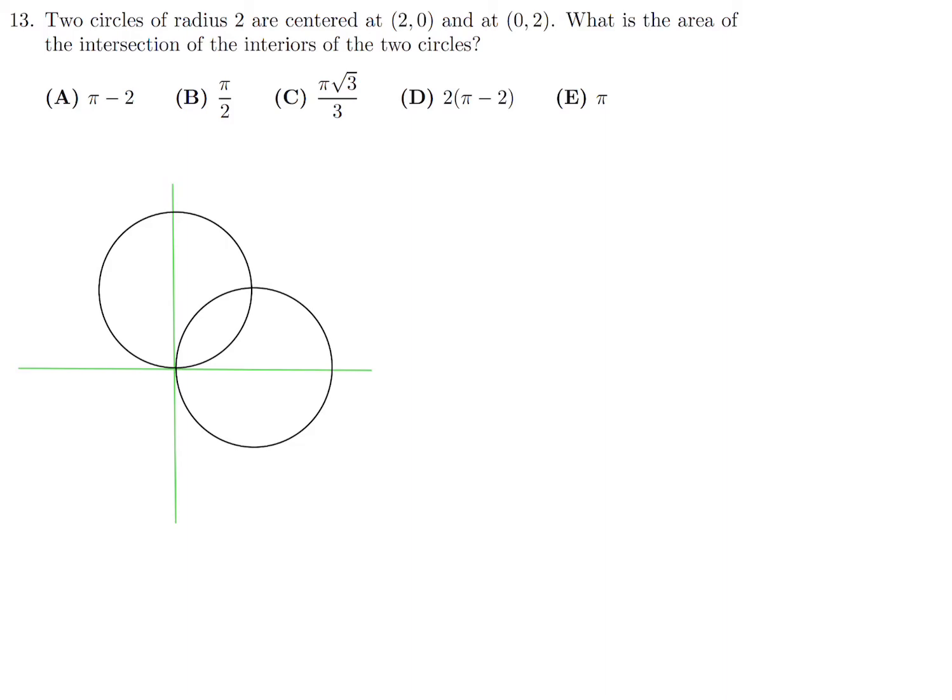This is the diagram of the question, and let's label this now. They told me that the centers are (2, 0) and (0, 2). And they are interested in us figuring out the area of that common region. So how can we do that?